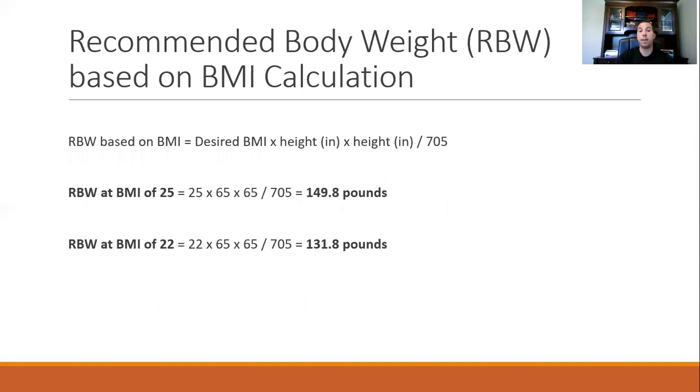Next, the recommended body weight based on the BMI calculations. Again, you take your desired BMI, and you need to know your height in inches, and we're also going to use the number 705. If you want to get to a 25 BMI, for the same person at 65 inches, that would be 149 pounds, so almost 150. If you want a 22 BMI score, it'd be more like 131 pounds. Again, it's not gender specific.